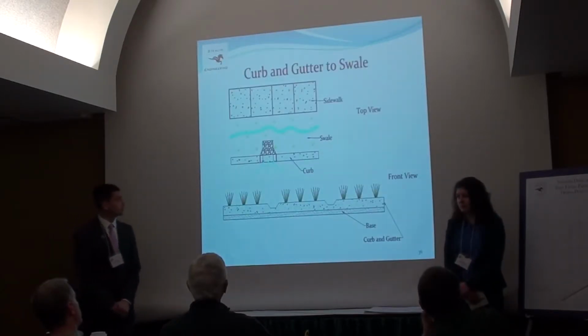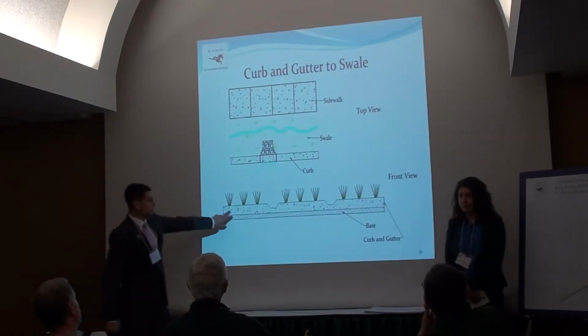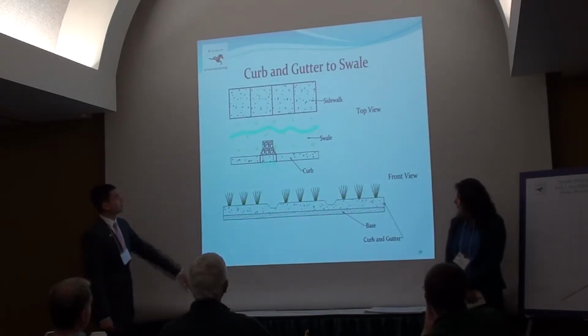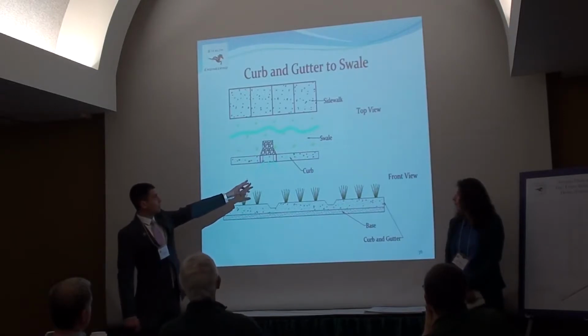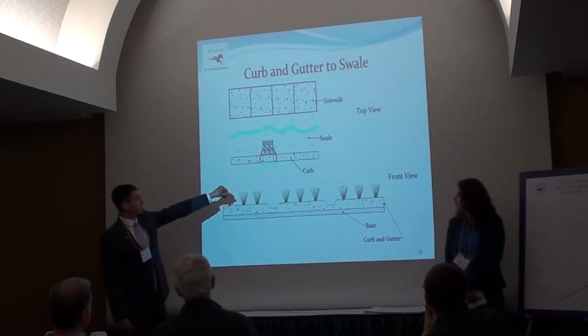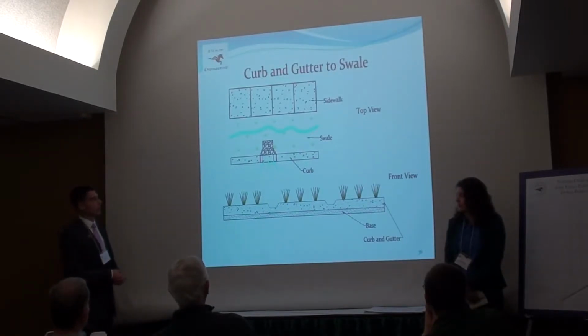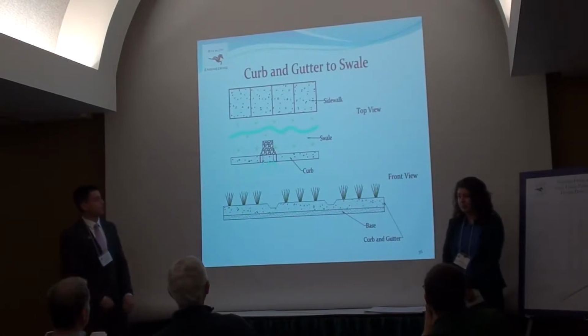This is a cross-section of the curb and gutter opening to the swale. This is the front view here. You can see there's openings along the curb and gutter. This is a top-down view. The water is allowed to go past the gutter into a filtration, which would be gravel or other aggregate, which will lead to the swale and continue onto the drain.